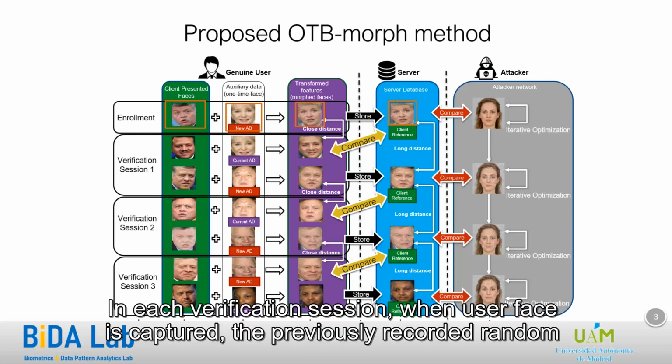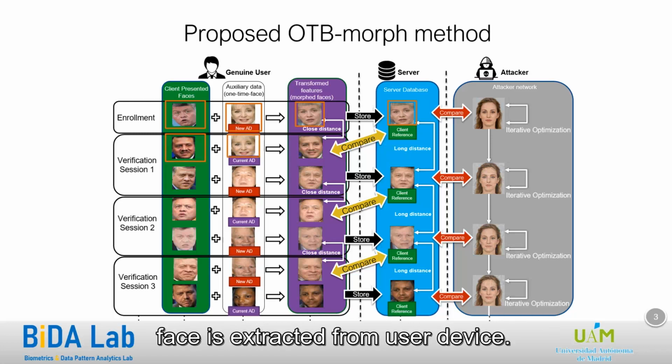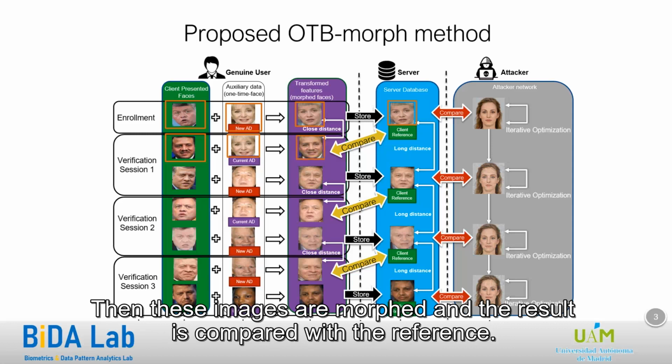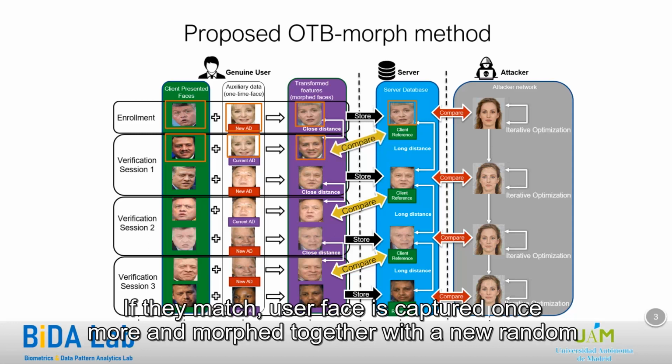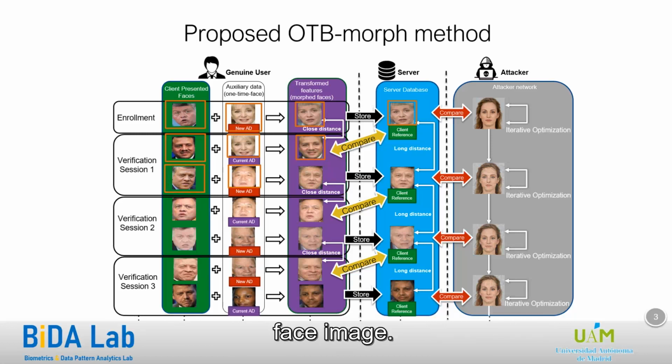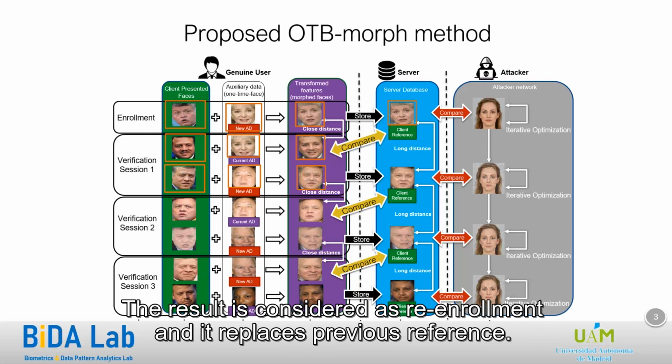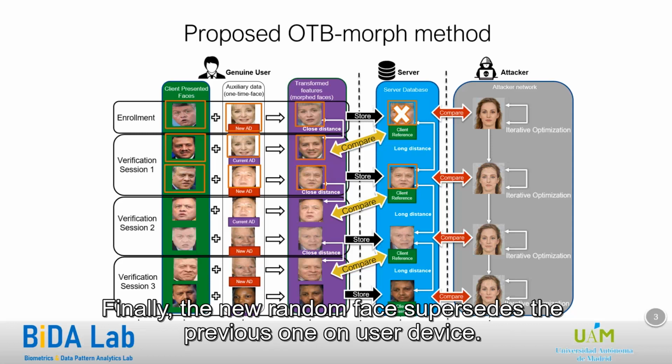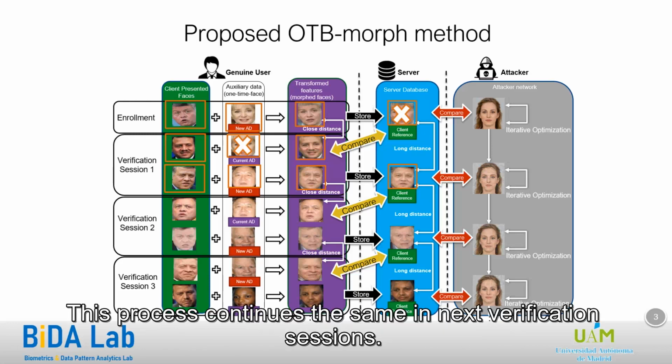In each verification session, when the user's face is captured, the previously recorded random face is extracted from the user device. Then, these images are morphed and the result is compared with the reference. If they match, the user's face is captured once more and morphed together with a new random face image. The result is considered as re-enrollment and it replaces the previous reference. Finally, the new random face supersedes the previous one on the user device. This process continues the same in next verification sessions.